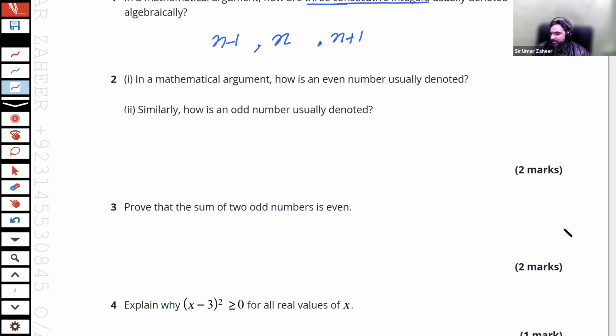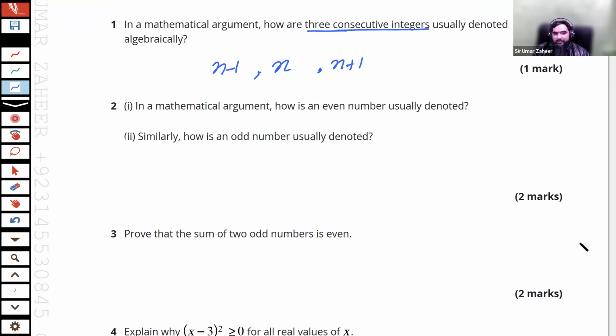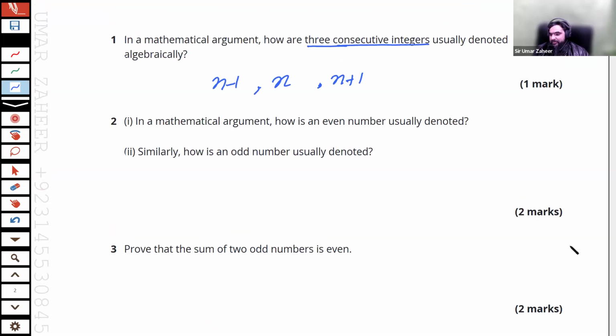In a mathematical argument, how is an even number usually denoted? And similarly, how do we show the odd number denoted? So we show the even number by 2n, a multiple of 2. And the odd number is denoted by 2n minus 1, or you could use 2n plus 1 as well. Normally we use 2n minus 1.